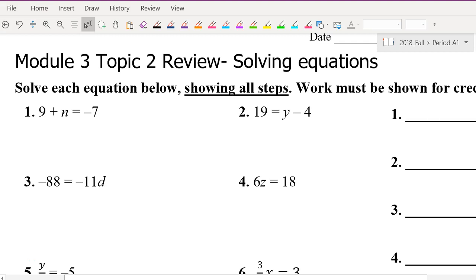All right, so this review is kind of long, so I wanted to start it. And I wanted to try to get through as much of it as we can.